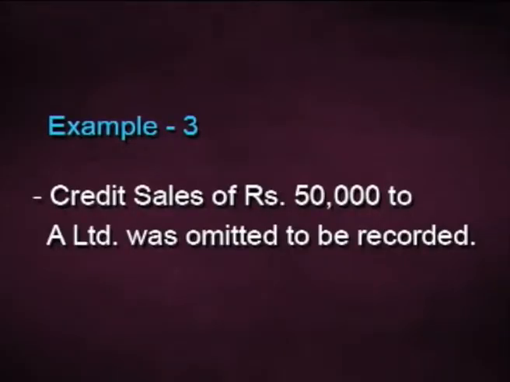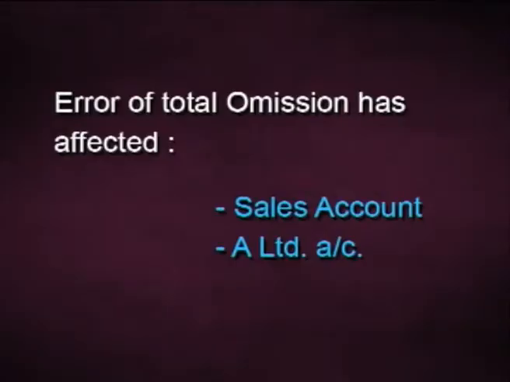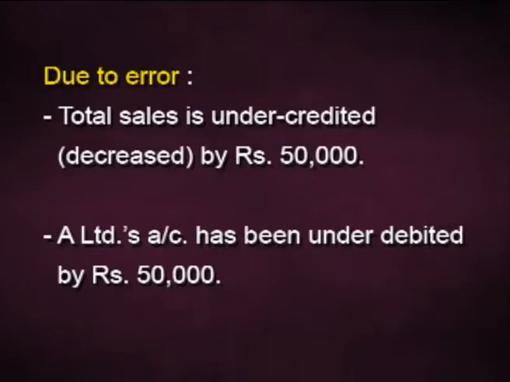Credit sales of rupees 50,000 to A Limited was omitted to be recorded. This is also an example from the previous lecture only. Recall that this error, being an error of total omission, has affected two accounts, that is sales account and A Limited account. We understood during the previous lecture that due to this error, not only is total sales under credited, that is decreased by rupees 50,000, but A Limited's account has been under debited by the same amount.